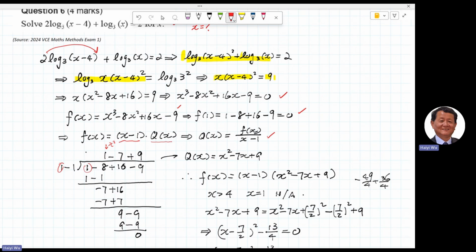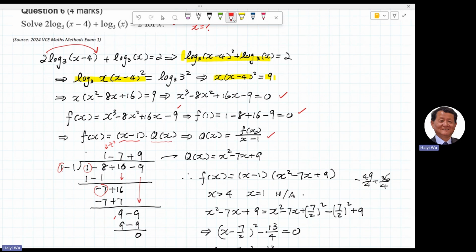1 times 1 is 1. 1 times negative 1 is negative 1. Then you subtract: remember, negative 8 subtract negative 1 becomes negative 7. Then you move 16 down. Then we use this number divided by 1 is negative 7. Negative 7 times 1 is negative 7. Then negative 1 times negative 7 becomes positive 7. So 16 take 7 is 9. Then bring negative 9 down.